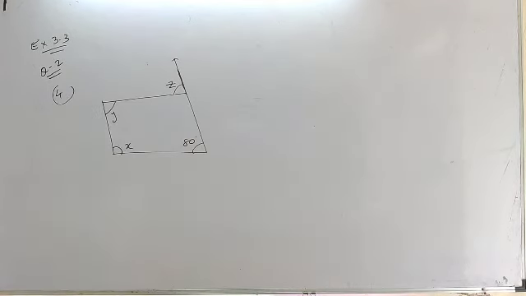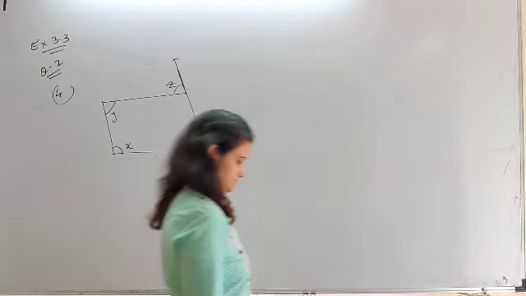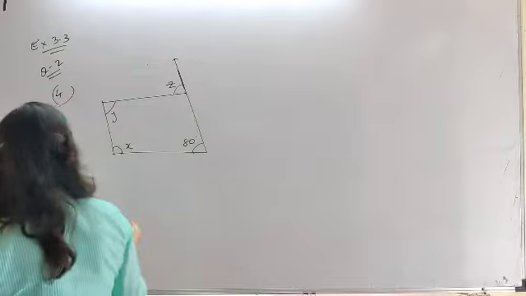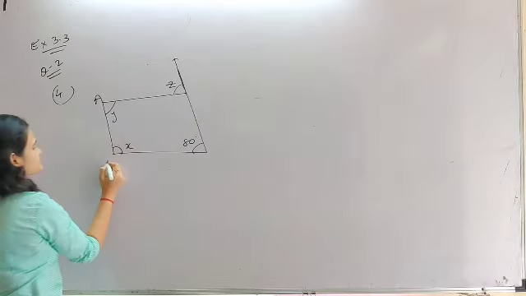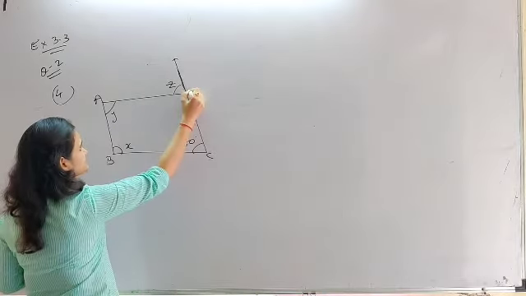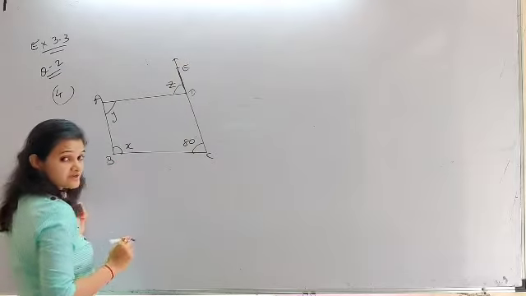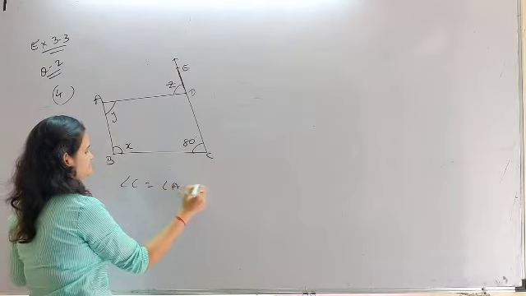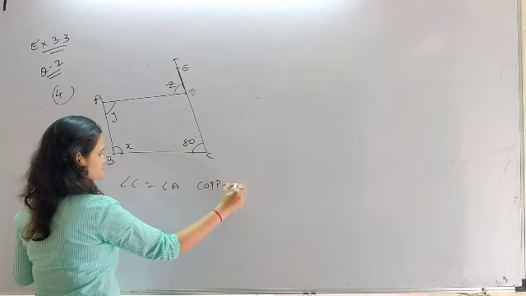Now sum number 4. Here it is a parallelogram. So again, naming: A, B, C, D and E. Now here angle C is same as angle A. They are opposite angles.